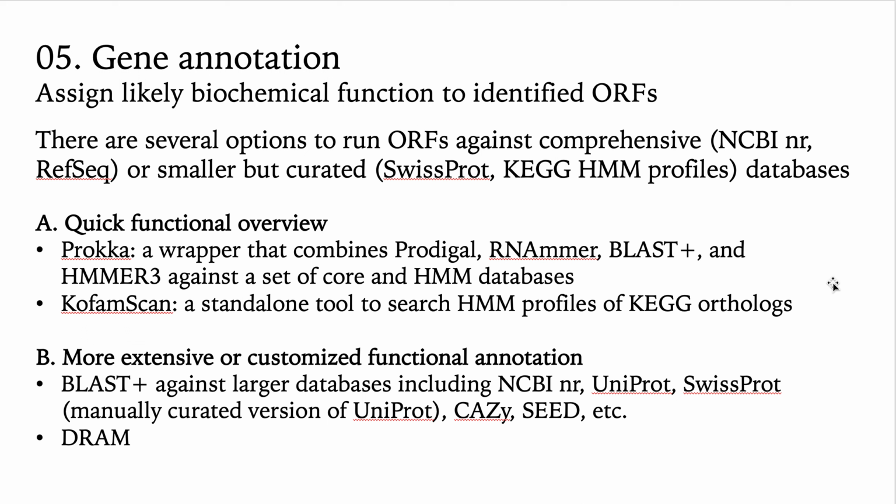If you do want to do a more extensive or customized annotation process, you might want to use something called BLAST or Diamond. Diamond is only for protein sequences, but it is much, much faster than BLAST. And so if your metagenomes are enormous, then you might want to consider Diamond searching your protein amino acid ORFs.